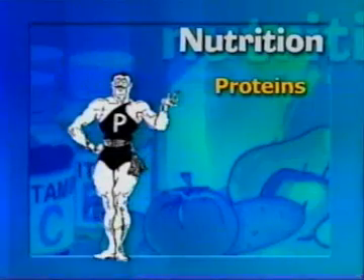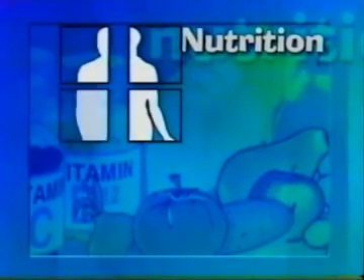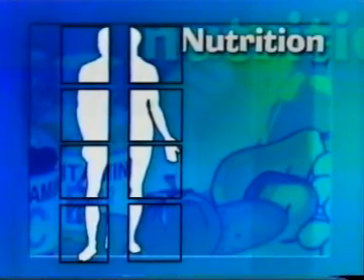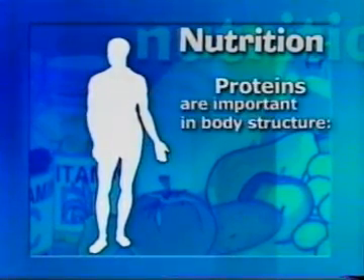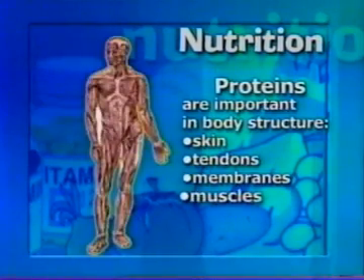Now that we know how protein is incorporated in the body, let's look at some of the roles it plays in bodily functions. Proteins are intimately involved in the growth, repair, and replacement of tissues. Proteins are the building blocks of the human body from the time of conception to death. Proteins are important in most body structures, such as skin, tendons, membranes, muscles, organs, and bones. Enzymes are proteins too. So without proteins, we wouldn't have enzymes in all the useful things they do, like digesting food and fusing together substances.